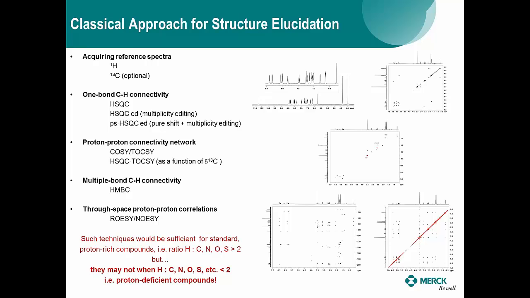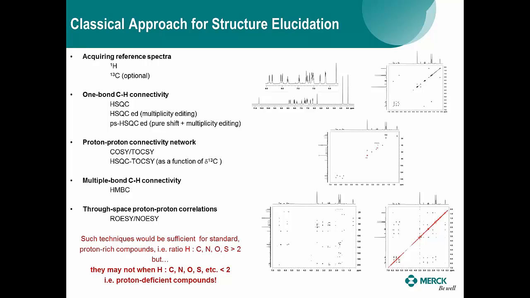We also have the HMBC experiment providing long-range connectivities between protons and carbons, which allows us to establish bond connectivity. And obviously also through-space proton-proton correlation experiments like ROESY and NOESY experiments. Now, those experiments are used to deal with standard compounds, and they basically work just great for proton-rich compounds.